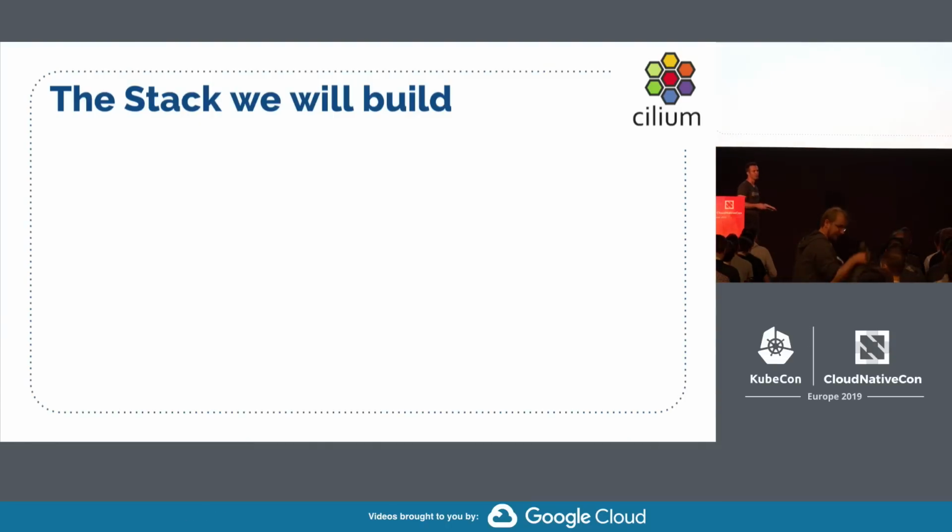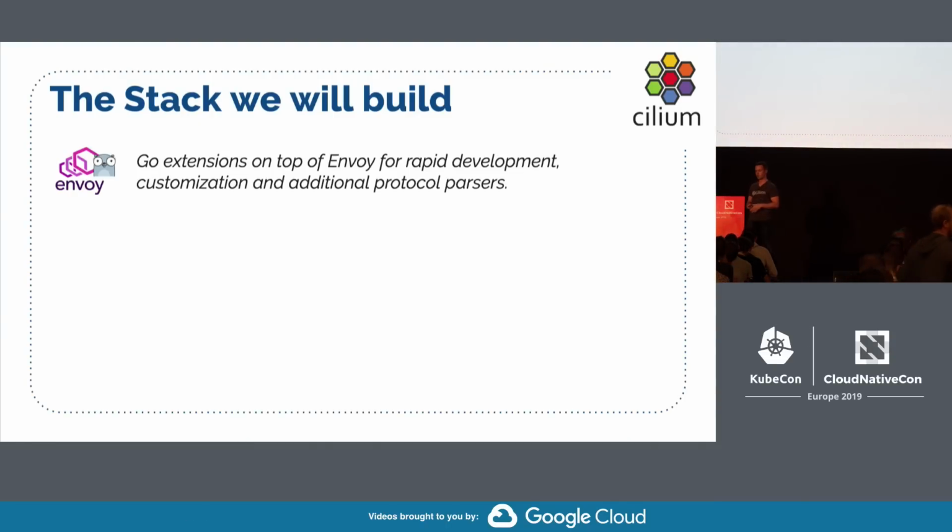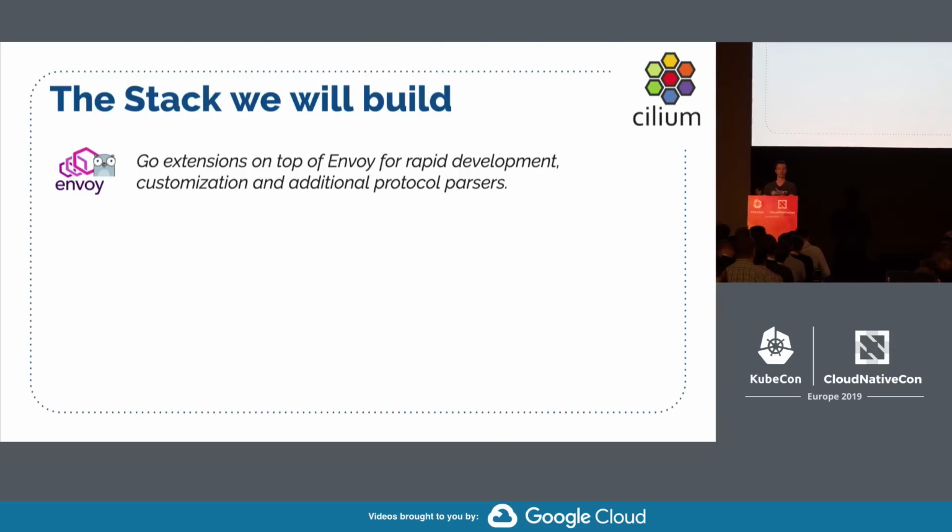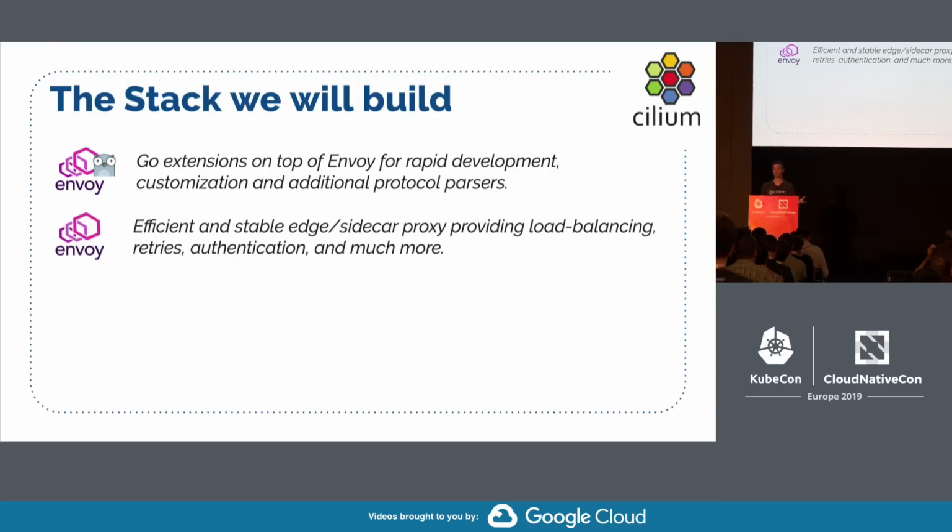So the stack we will build is the following one. We will use what we call Go Extensions for Envoy. If you have never heard about this, we'll do a quick introduction. But in a nutshell, it's the ability to run Go code as part of Envoy, so you can extend and customize Envoy and run Go code instead of writing C++ code. There are several other extension mechanisms as well. We are using Go extensions in this case. We'll be using Envoy, and we'll do a quick deep dive into that as well.